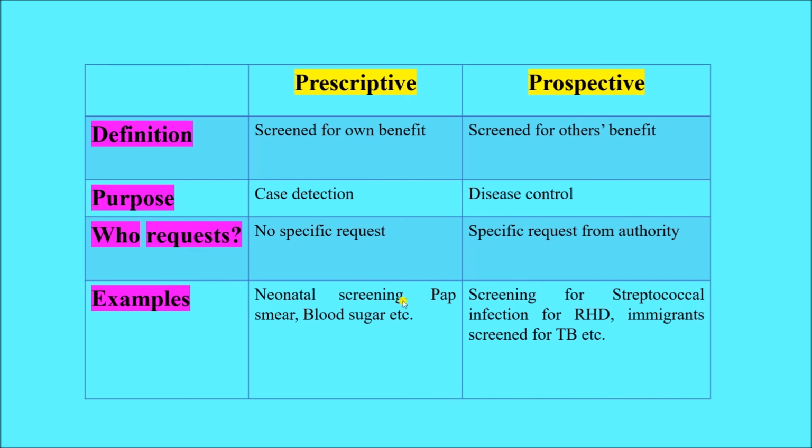Examples are neonatal screening, pap smear done for cervical carcinoma, blood sugar, etc. So whenever these problems are diagnosed or confirmed, we can say this actually benefits the person undergoing the screening. On the other hand, screening for streptococcal infection, for rheumatic heart disease, immigrants being screened for tuberculosis, etc. As you can see, if these infections are diagnosed, the people in close vicinity or in contact with the person being screened will benefit, right? So these other people will benefit, and that is why this is known as prospective screening.